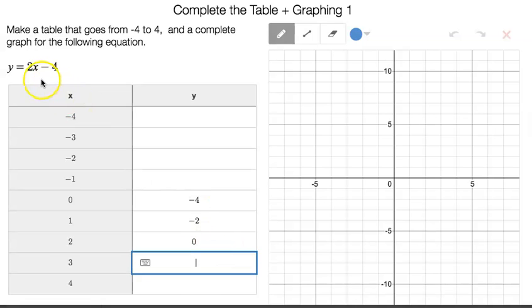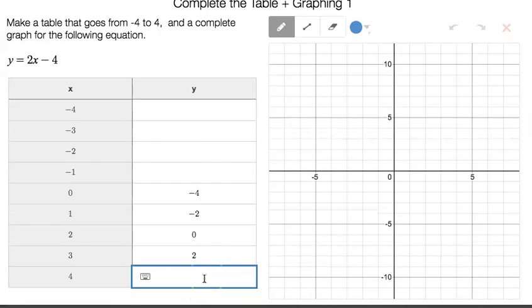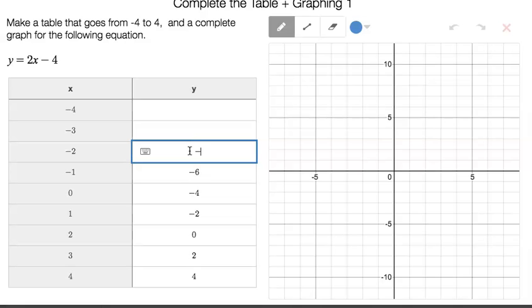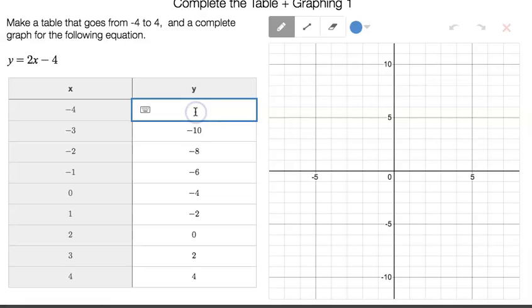But you can also look at the fact that here we know that the slope, or the growth, is a positive 2. So did you notice that -4 plus 2 is -2? -2 plus 2 is 0. Well, what's 0 plus 2? If you said 2, and 2 plus 2 is 4. And we can go the other way. So notice we're going down by 2 if we go up here. So what's -4 minus 2? If you said -6, you're correct. And then we have -8, -10, and -12.